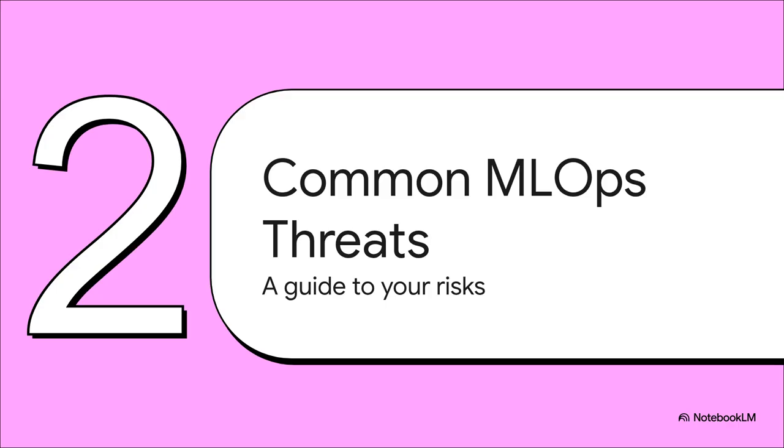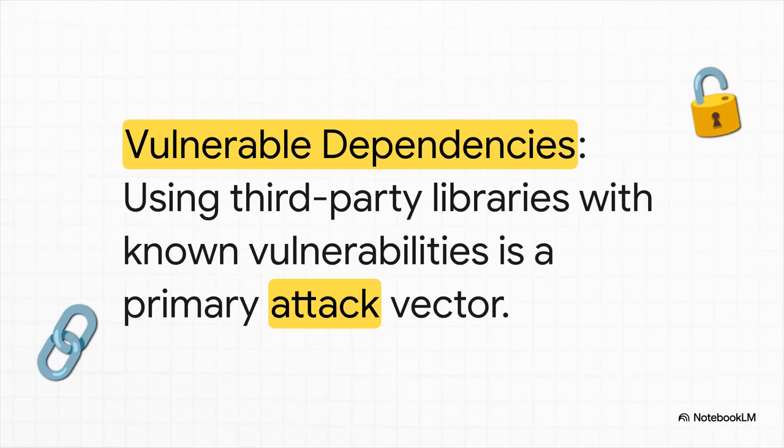Okay, so we've established the why, and now let's dig into the what. What are the actual threats you need to be on the lookout for? Think of this next part as your field guide to the vulnerabilities lurking out there in the MLOps world. Okay, threat number one. The single biggest, and I mean by far the most common threat, comes from your dependencies. You know, every single open source library you bring in with a simple pip install, well, each one could be carrying hidden vulnerabilities. It's an instant potential attack vector.